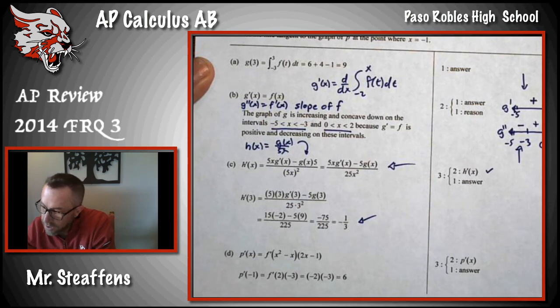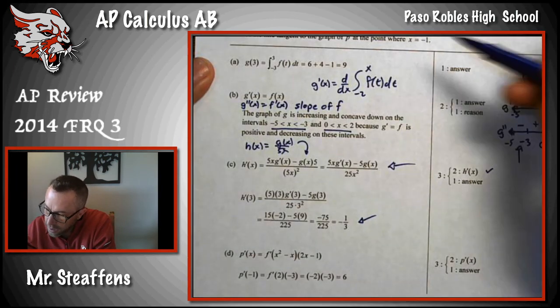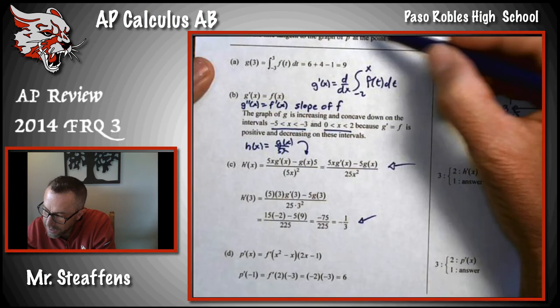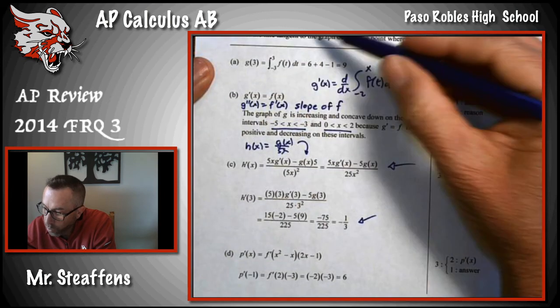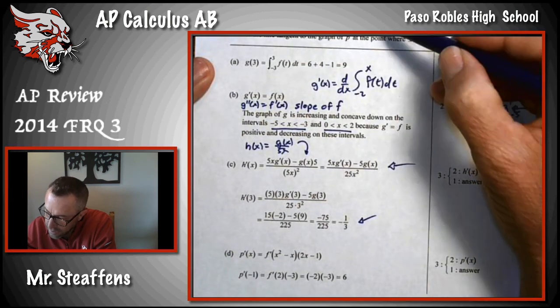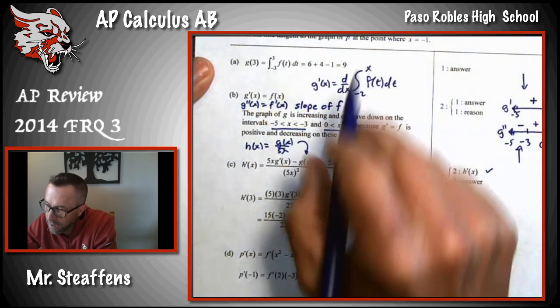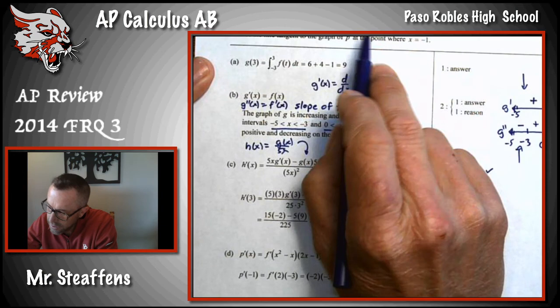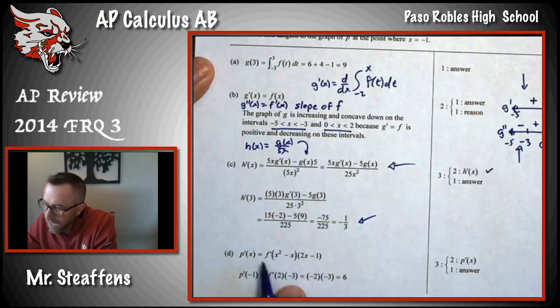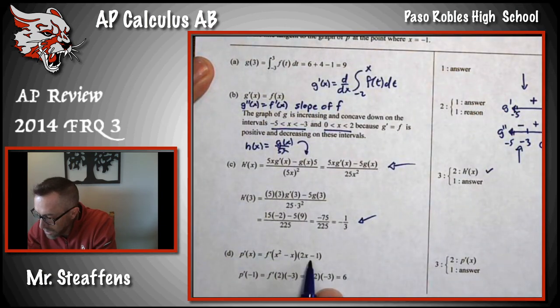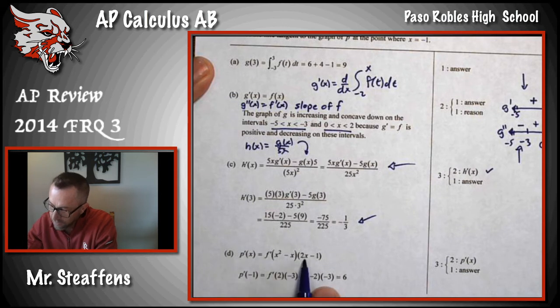All right, last question. It says p of x is that. Find the slope of the tangent line at -1. So I need to find the derivative of this and plug in a -1. The derivative of this is just a straight chain rule, guys. It's going to be f prime of that, times the chain rule of x squared minus x. So that's the derivative. And then all I do is plug in -1s everywhere.